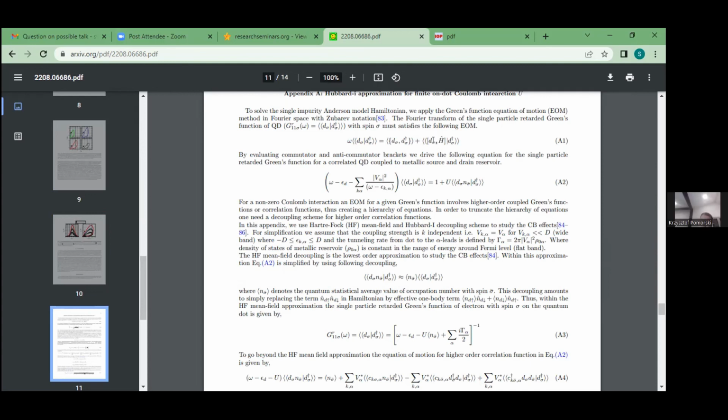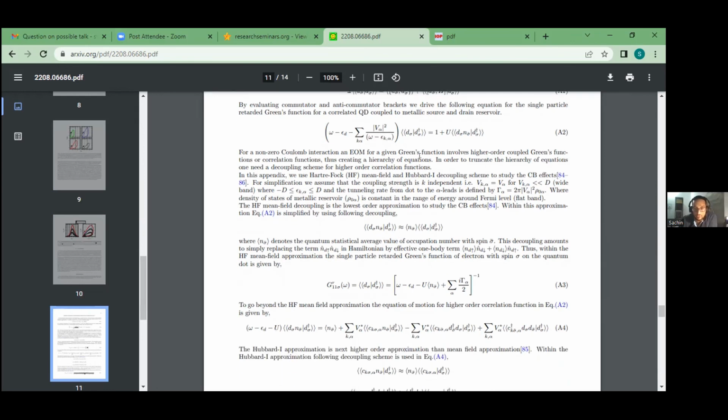One can calculate this commutator bracket, and then one gets a higher order Green function, which I showed you in the slide diagram. This is a higher order Green function. If one directly takes this n sigma out of the Green's function, that is known as the mean field decoupling. There is a Feynman diagram which corresponds to this kind of decoupling scheme.